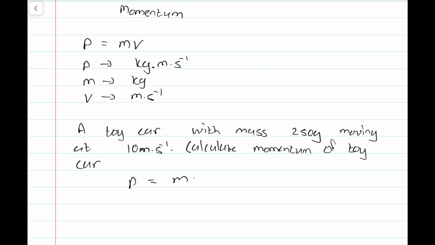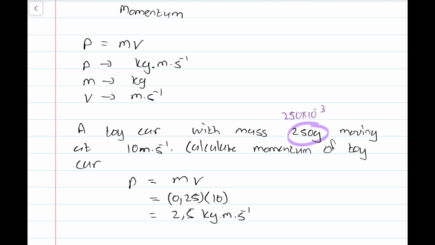Momentum is P. Momentum is equal to mass times velocity. Your mass is 250 grams. Now, how do we convert 250 grams to kilograms? Simple stuff: 250 times 10 to the minus 3, or 250 divided by 1,000. So this is 0.25 kilograms with a velocity of 10, and we have 2.5 kilogram meters per second. Done.